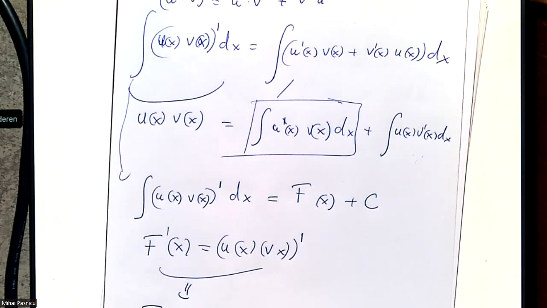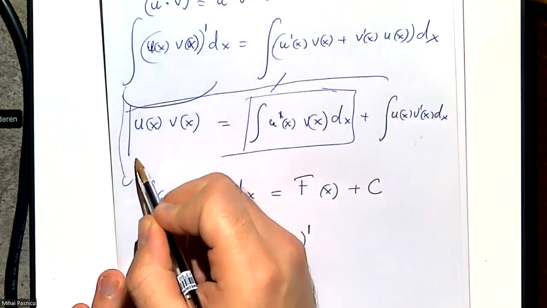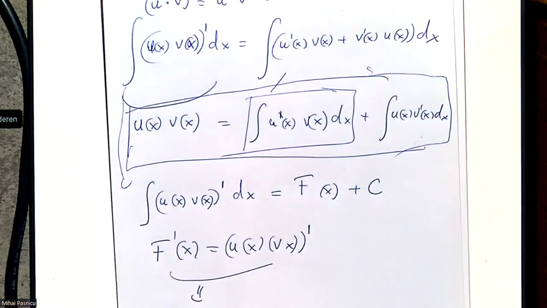If you didn't really follow that or are not convinced, just discard it. This is the by parts rule. This is the all important formula. And just remember, it looks very, very similar to the differentiating product rule. So let's take a simple example right now.